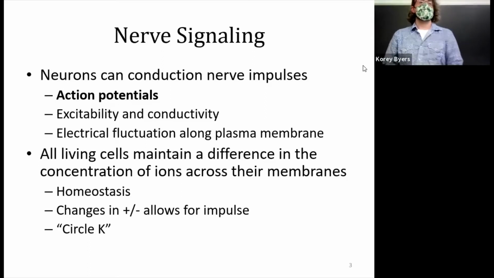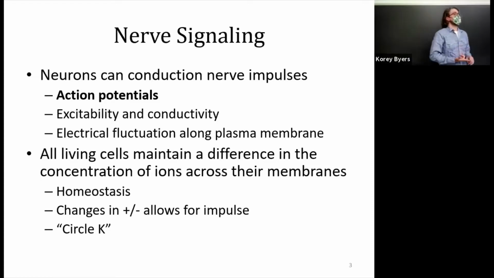And so with these cells, with the excitability and conductivity, let me rephrase it. These cells have the ability to become excited. They can receive stimuli. And they can conduct that change in charge, essentially, from positive to negative. And so there's this electrical fluctuation along the plasma membrane, so along the outside of the cell.